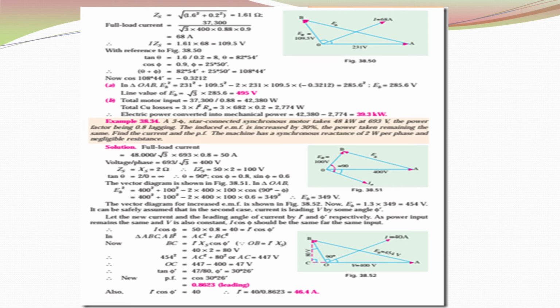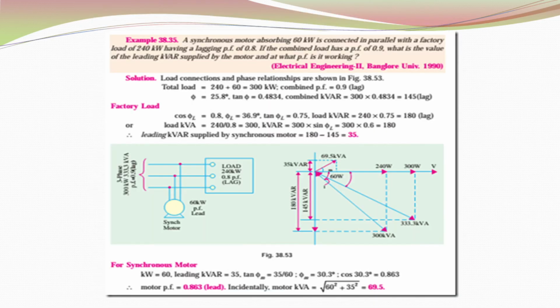Tan phi dash is 47 by 80, that is phi dash is 30 degrees 26 minutes. Power factor is cos 30 degrees, that is 0.86 leading. I cos phi dash is 40. From this we can find out the value of I as 46.4 amps. So let us see another numerical.